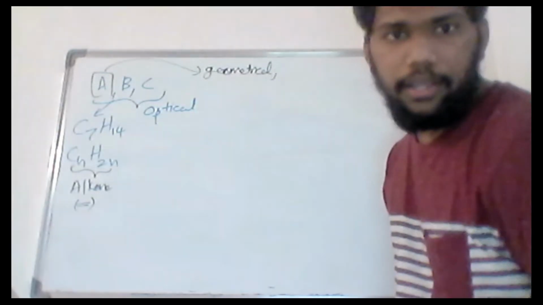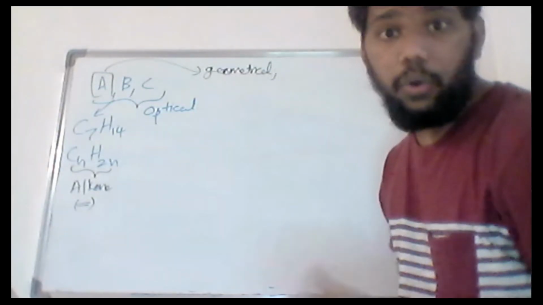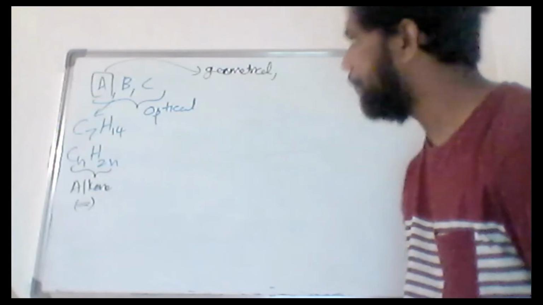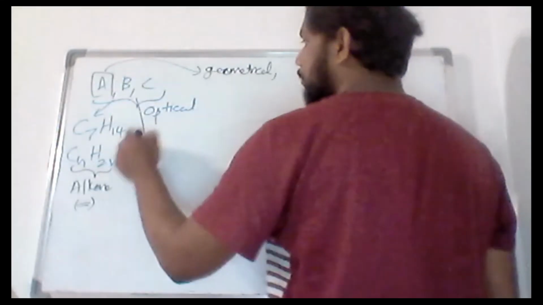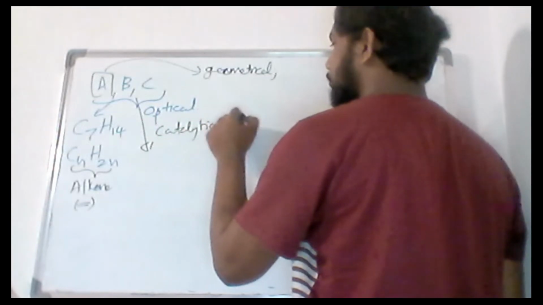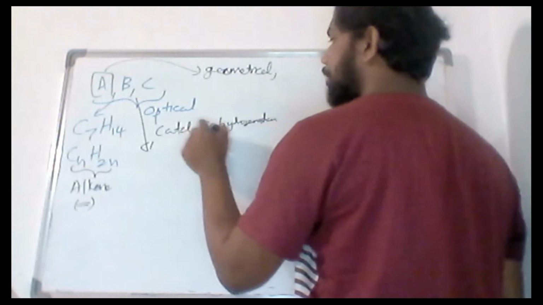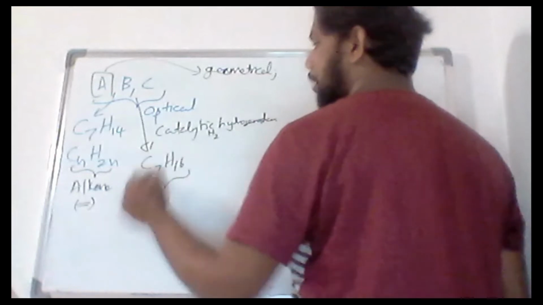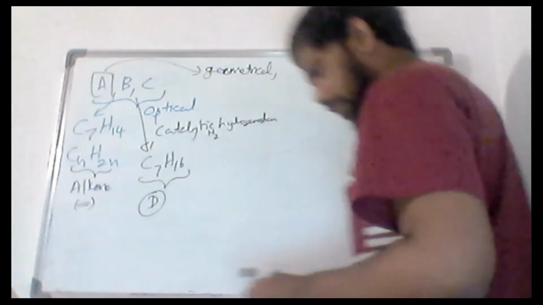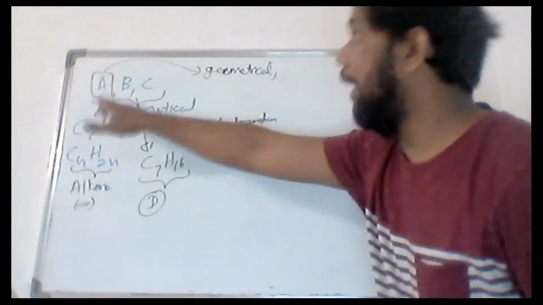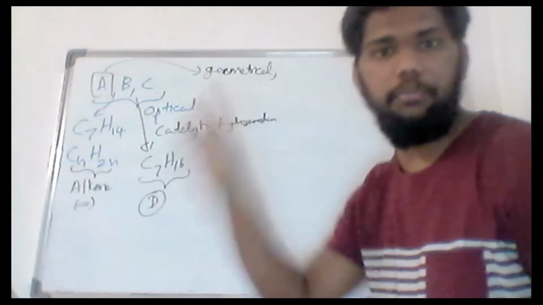That is nice. Okay. Then on catalytic hydrogenation, all three compounds yield compound D. Oh, that is very important. Why? Because catalytic hydrogenation means we add H2. Here, this should give C7H16. This compound is D.